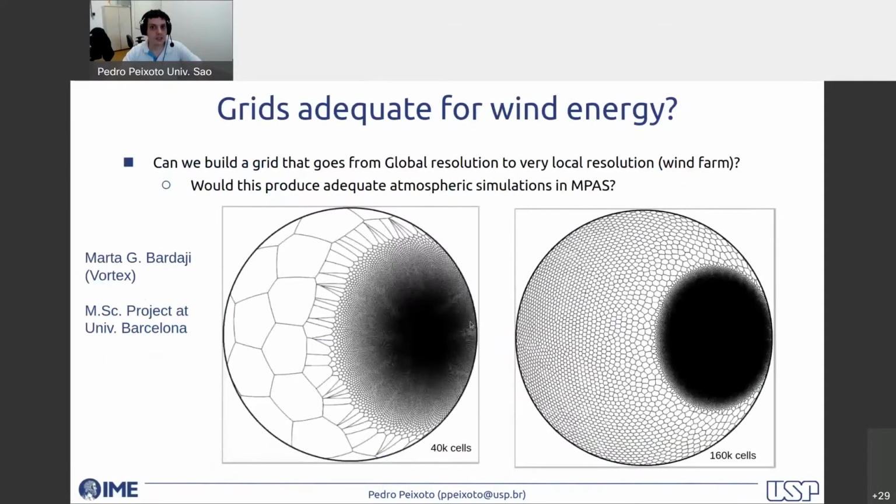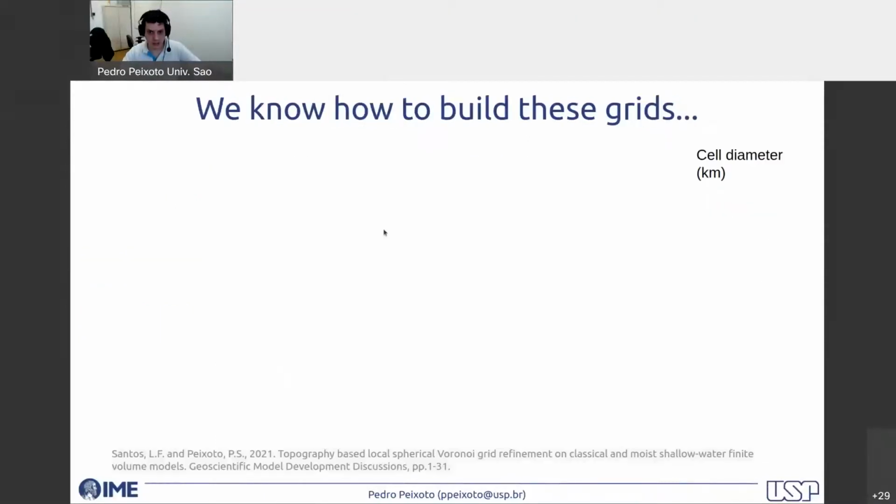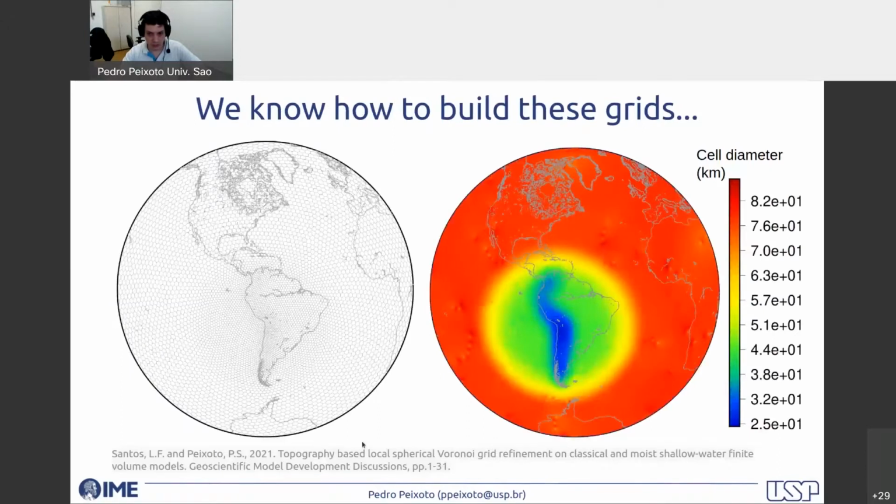And then the other thing that is interesting is what kind of grids are adequate for wind energy. Marta from Vortex has been working on her master's project, trying to work out grids, and it's very complicated. You can get these nasty grids here. But at least here in Brazil, we are dealing with grids that can handle strange things, and we are regenerating very high quality grids. So I hope we can solve this for wind energy.